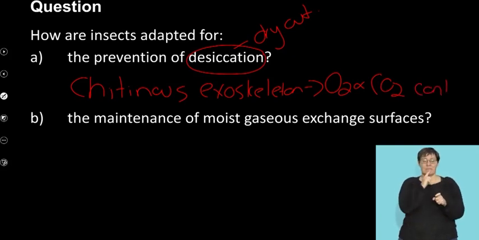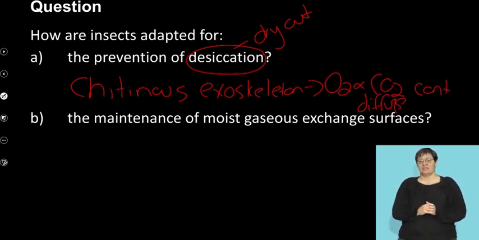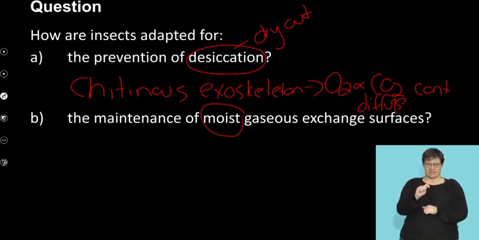Can't diffuse. So their whole body structure, if you look at it, we said we've got to take into consideration what the body structure is. Now, the next question: how do they maintain a moist gaseous exchange surface? Now remember, these are all characteristics of a gaseous exchange system.